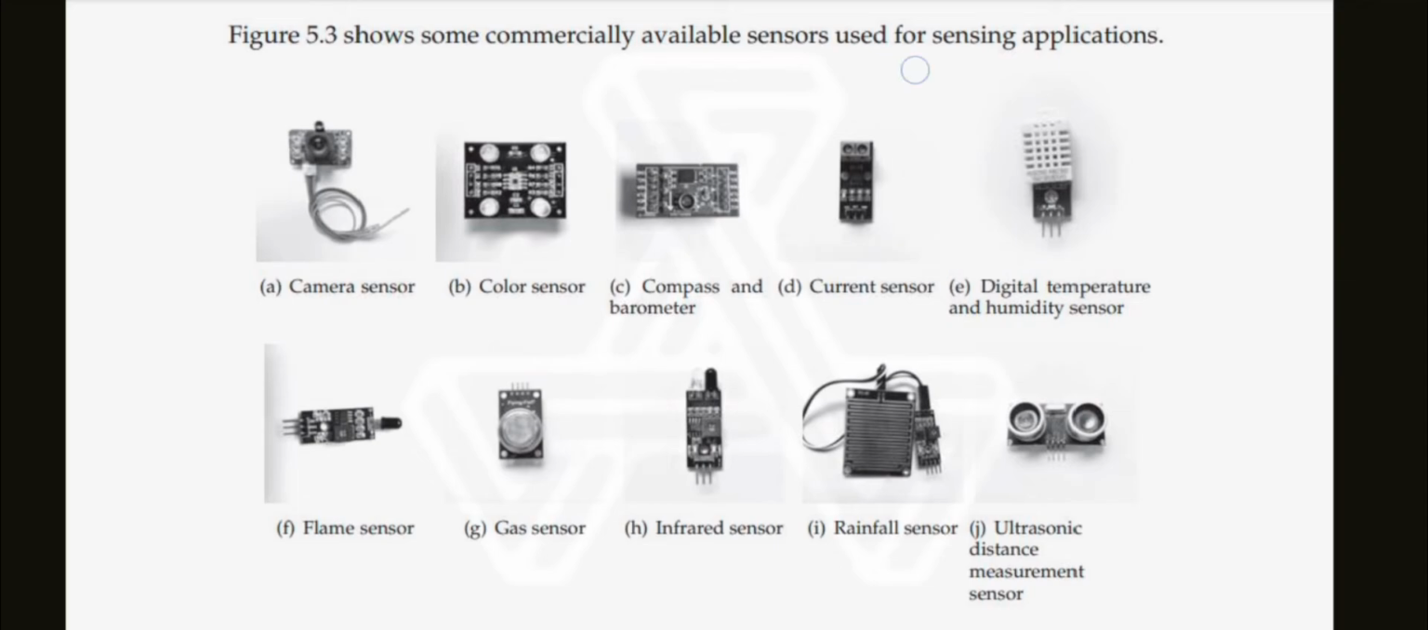Figure 5.3 shows some commercially available sensors used for sensing applications. Camera sensor, color sensor, compass and barometer. Current sensor, digital temperature and humidity sensor, flame sensor, gas sensor, infrared sensor, rainfall sensor, ultrasonic distance measurement sensor.